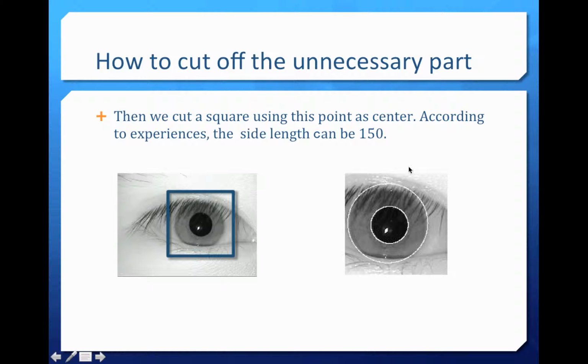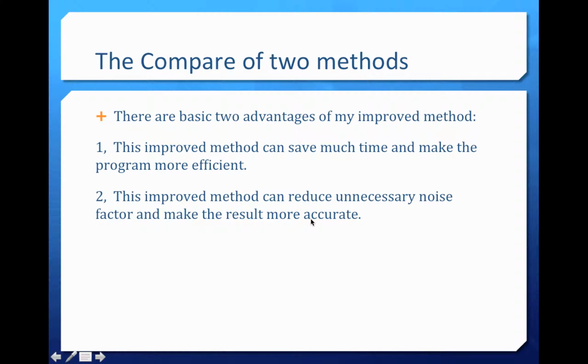And then we use the algorithm to search this iris picture. It will be faster than the original one. This is the basic idea of my improvement. After that, let's look at the comparison of the two methods. There are obviously two advantages of my method. The first one is that it is more efficient, more rapid than the original one. The second one is that after cutting off the useless part, this method can reduce unnecessary noise factors and make the result more accurate.